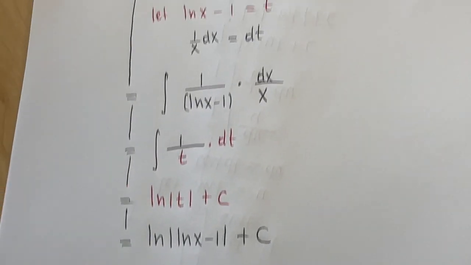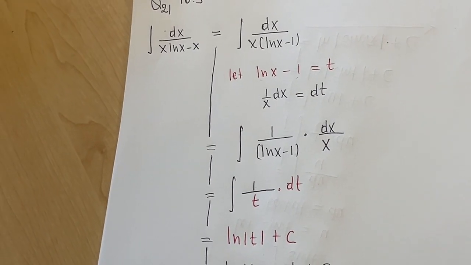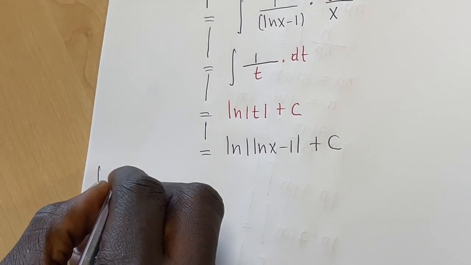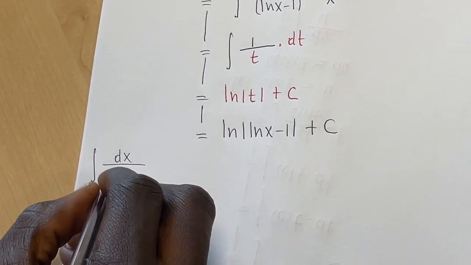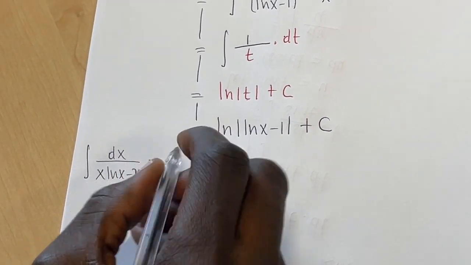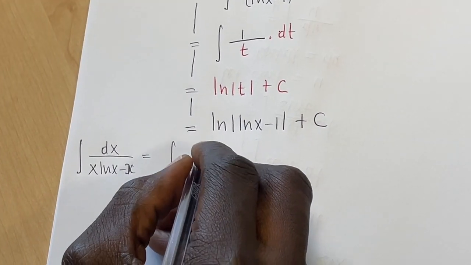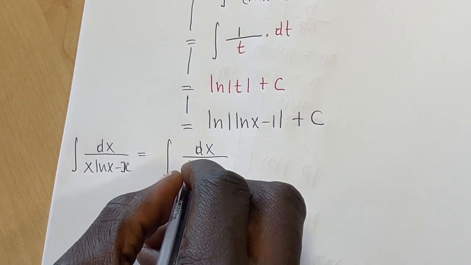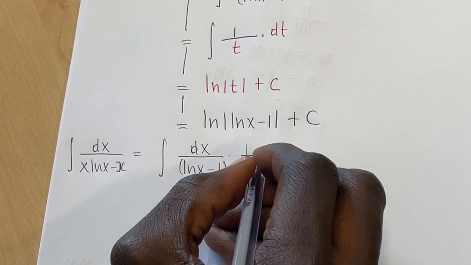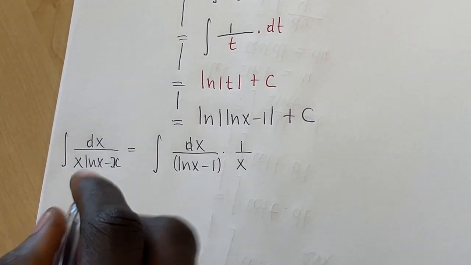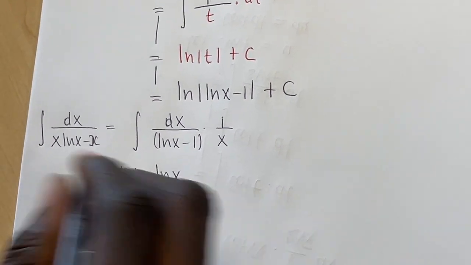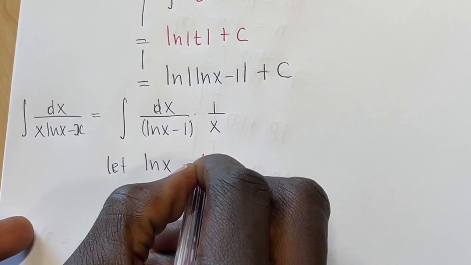But if you want another way to solve this question, guys, you can do integral. I'm just going to take the question back. x ln of x minus x. And then we just factorize. We say this is dx over x times ln of x minus 1. And then we say this was 1 over x like this. And then from there we say let ln of x be t.